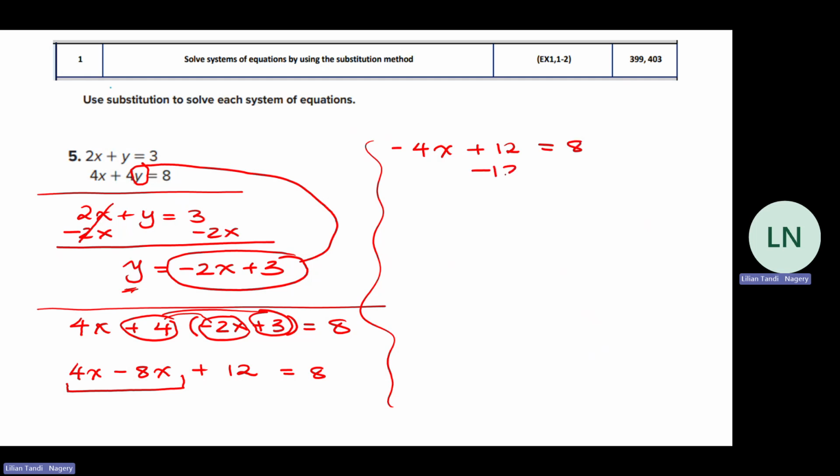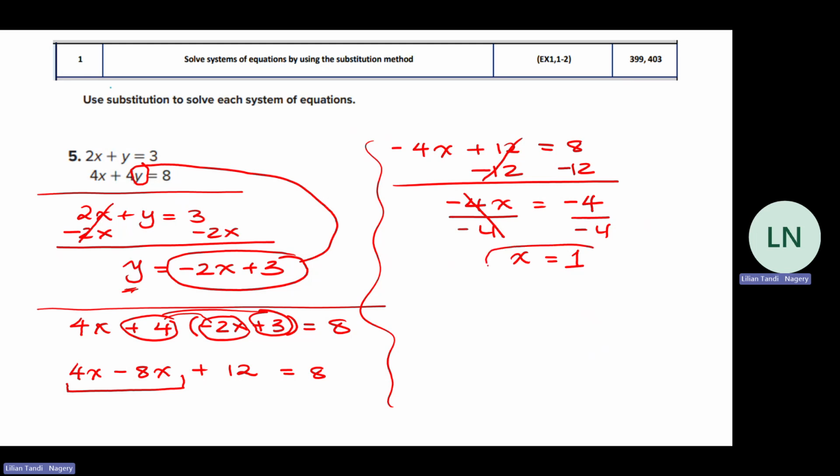I will subtract 12 on both sides. I will get negative 4x equals negative 4. I will divide by negative 4 on both sides. I will get x. A negative divided by a negative is a positive, and 4 divided by 4 is 1. So that will give me x equals 1.